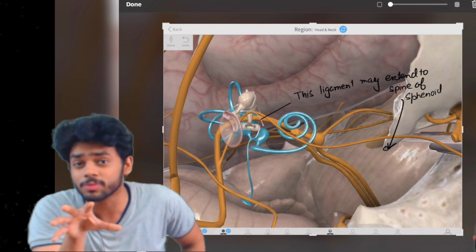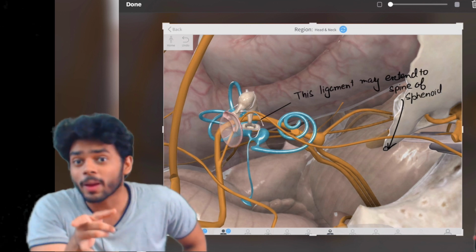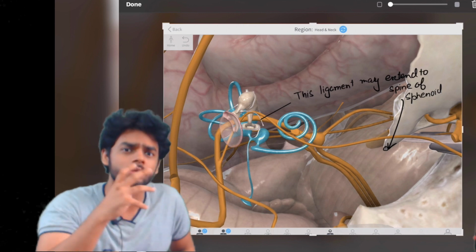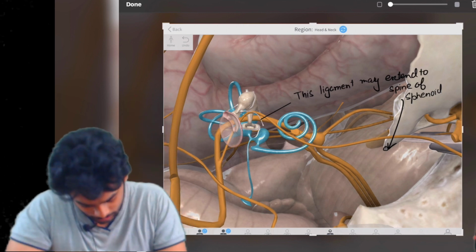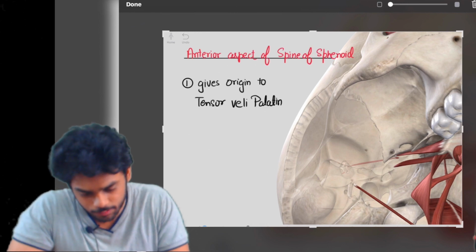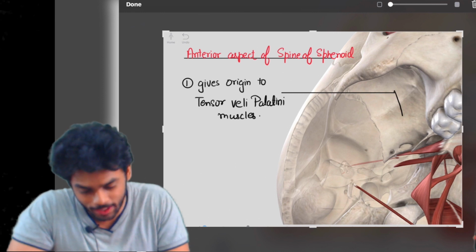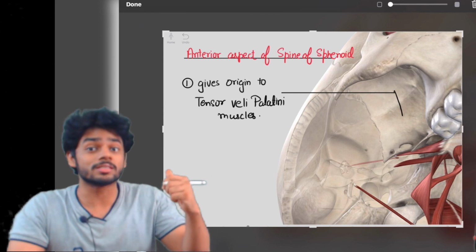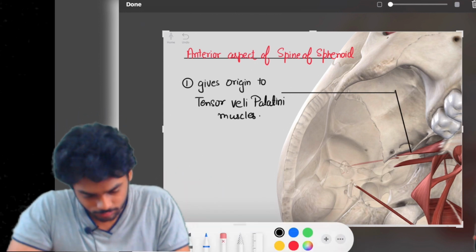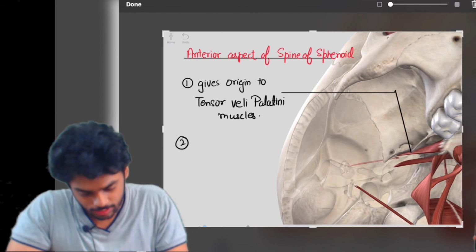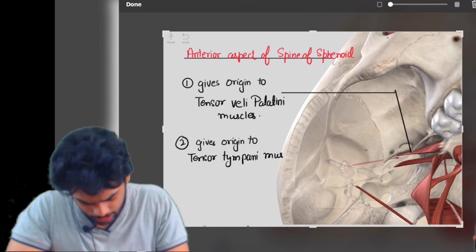Now we will study the anterior aspect of spine of sphenoid. We studied the spine of sphenoid and the ligaments attached to it. Now we will study the anterior part. Which structures are attached there? This is the anterior aspect of spine of sphenoid. It gives origin to tensor veli palatini muscle. We studied its insertion; this is the origin. Can you see the origin? And the second gives origin to tensor tympani muscle.